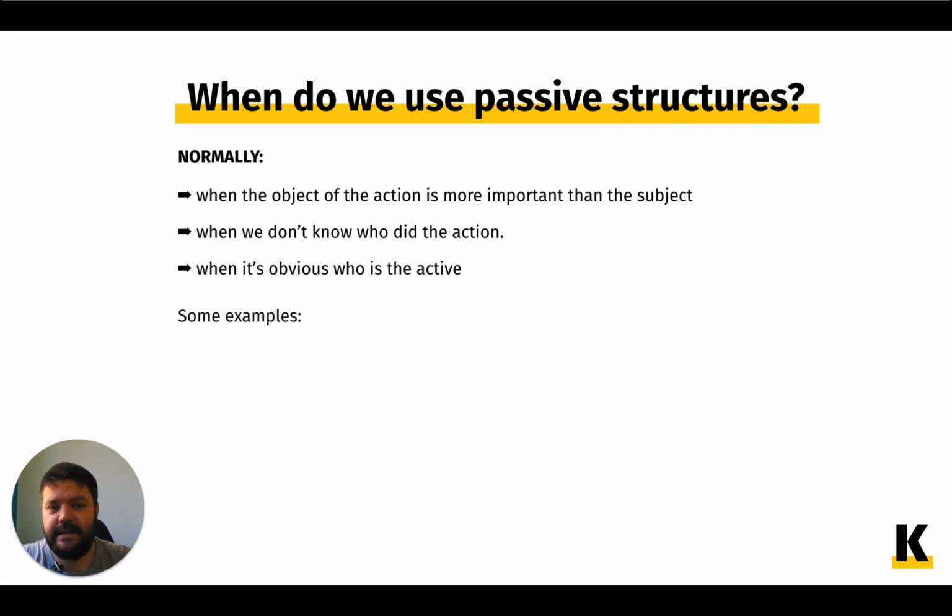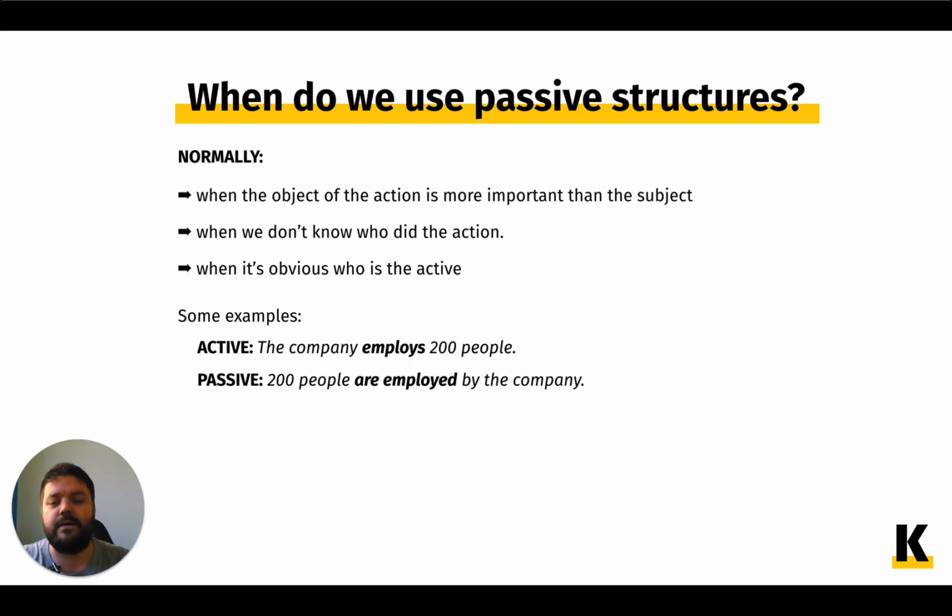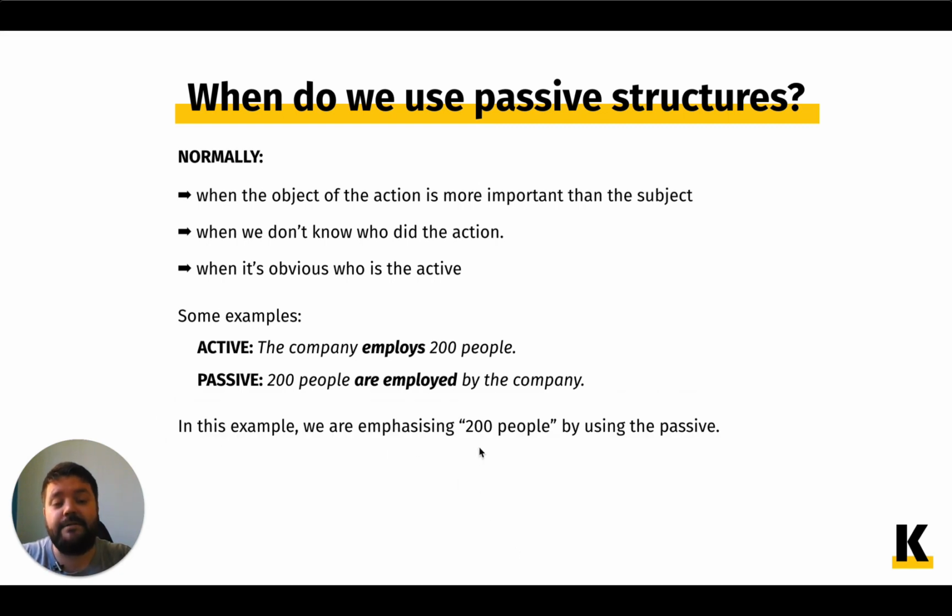Some examples: in the active, we would say the company employs 200 people, but if we want to emphasize that it's 200 people, we could say that 200 people are employed by the company. In this example, we are emphasizing 200 people by using the passive. And we are mentioning the company, all right, but it's just at the end as the agent.